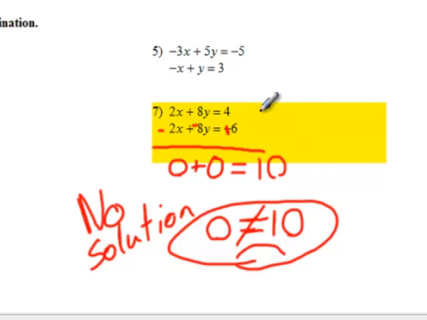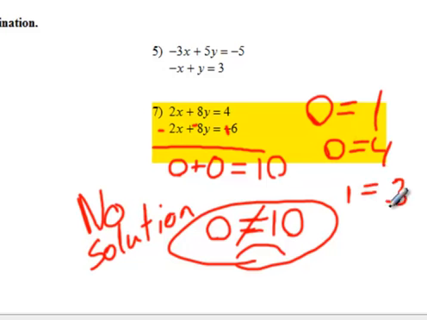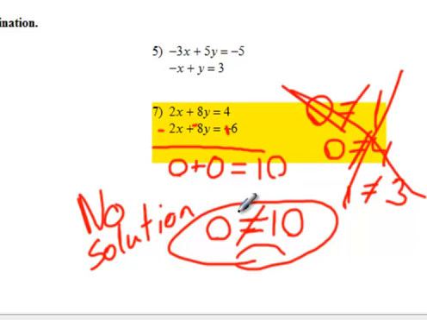So remember, if you get 0 is equal to 0, or 1 is equal to 1, or 2 is equal to 2, that's infinite solutions. But if you get a nonsensical answer, like 0 is equal to 1, or 0 is equal to 4, or 1 is equal to 3, well, those are all not equal. So none of those work, and you get no solution.